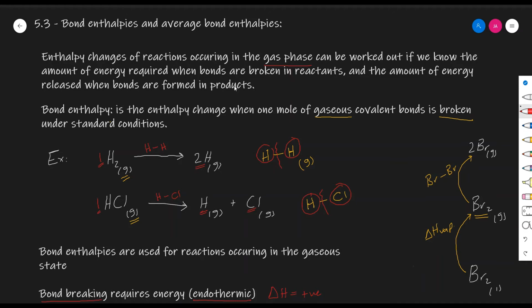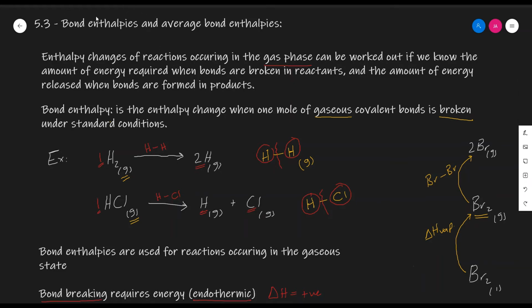but this process is bond forming and thus would be an exothermic process. Thus, if we know the values for the bond enthalpies required to break all the bonds in the reactants and the bond enthalpies required to form all the bonds in the products, we can figure out the enthalpy change of a reaction occurring in the gaseous phase, as we did with enthalpy changes of combustion and formation, which I will cover in the next video.